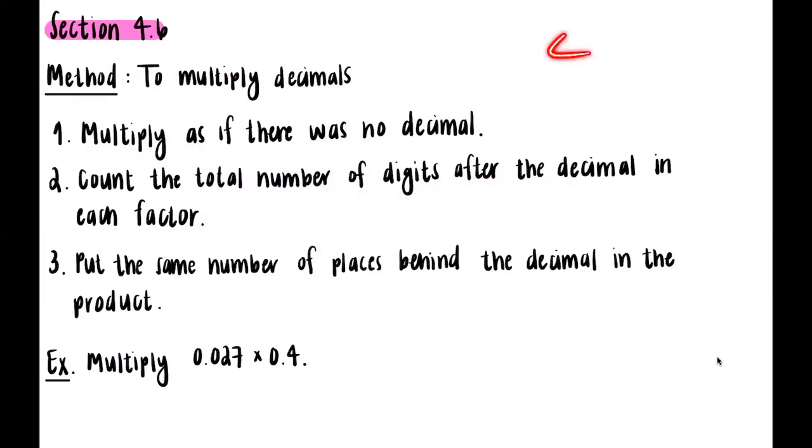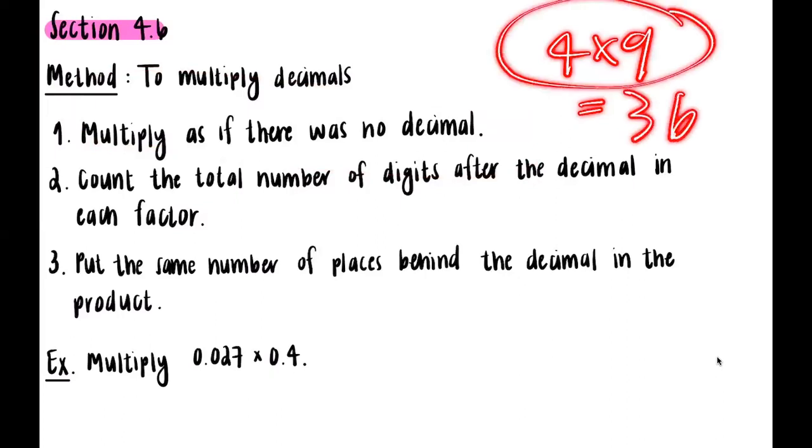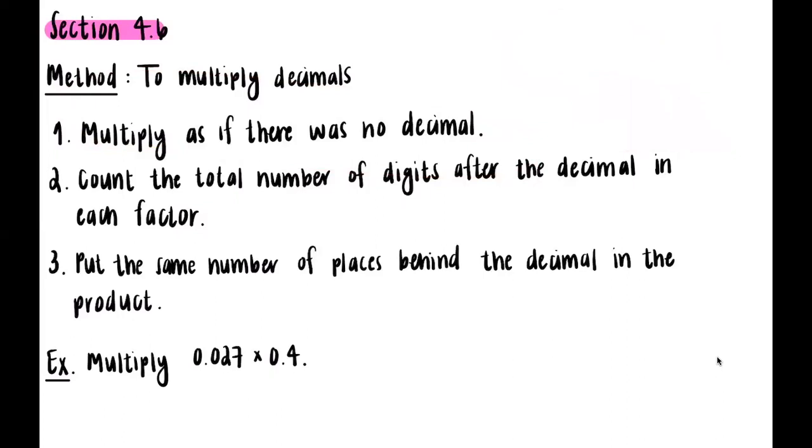So again, remember 4 times 9 is equal to a product of 36. These are the factors of 36. So what we're essentially doing is looking at each number that we multiply to get to the product, and we're counting how many digits come after the decimal in those numbers. The total across the factors is how many digits we have after the decimal in the product. Okay, let's get into an example.